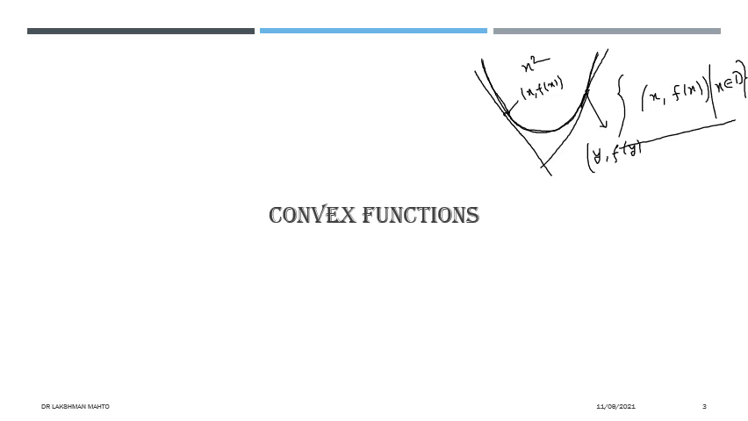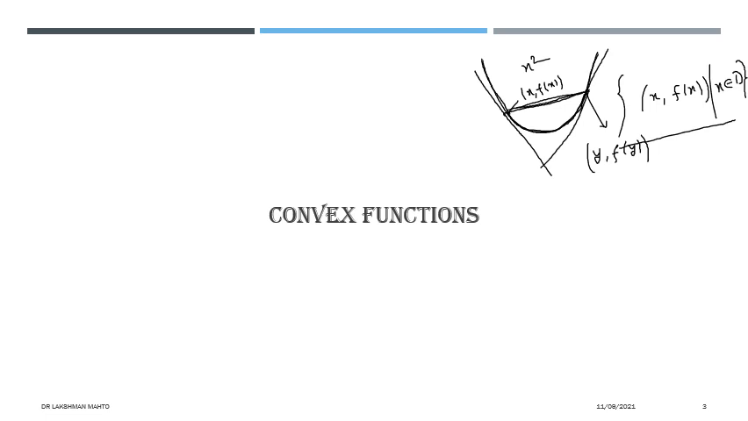So we have taken two points on the graph, and the secant is a line segment joining these two points. We can observe that the segment of the graph is always behind this line segment. So if a function satisfies this criterion, that if you take any two points from the graph, the function part between those two points always lies below the secant joining those two points, then we can claim that the function is a convex function.